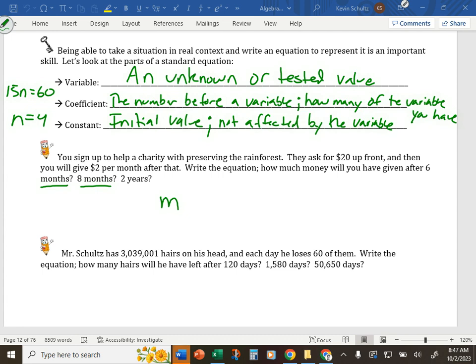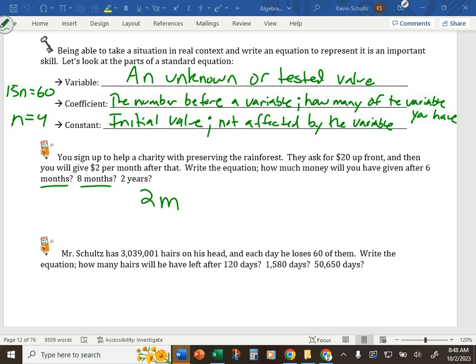Now with the coefficient, that's 2, right? It's how much is being given per month, okay? It's that number before the variable. However many months that we're in this, it's $2 per. Remember that word per means to multiply, okay? So 2M, $2 per month.